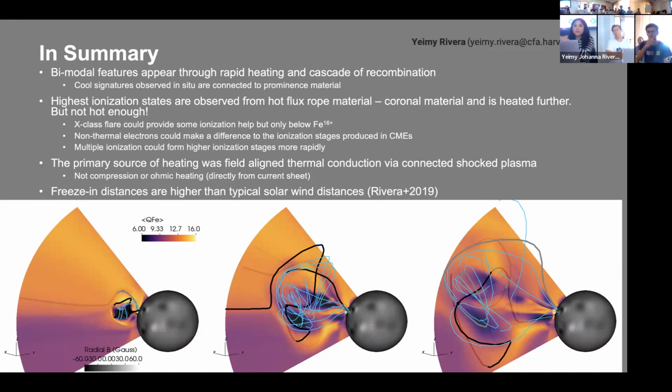So for photoionization, there needs to be high enough photon energy to ionize. There's a particular ionization potential threshold that you need to reach and go beyond in order to ionize iron 16. And there is not enough energy in the X-ray flux that we see for that to happen. So yeah.